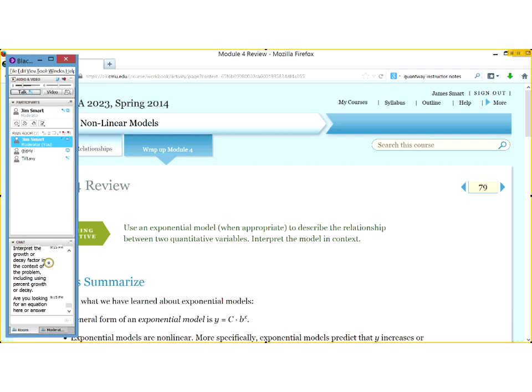So with this example, for example with the Eagles, I'm looking for an answer. With the Eagles, I would have said the Eagle pairs are growing at approximately 8.3% per year. With the salmon, I would have said the salmon population is declining at about 14.6% per year. That's the sort of answer I'm looking for.